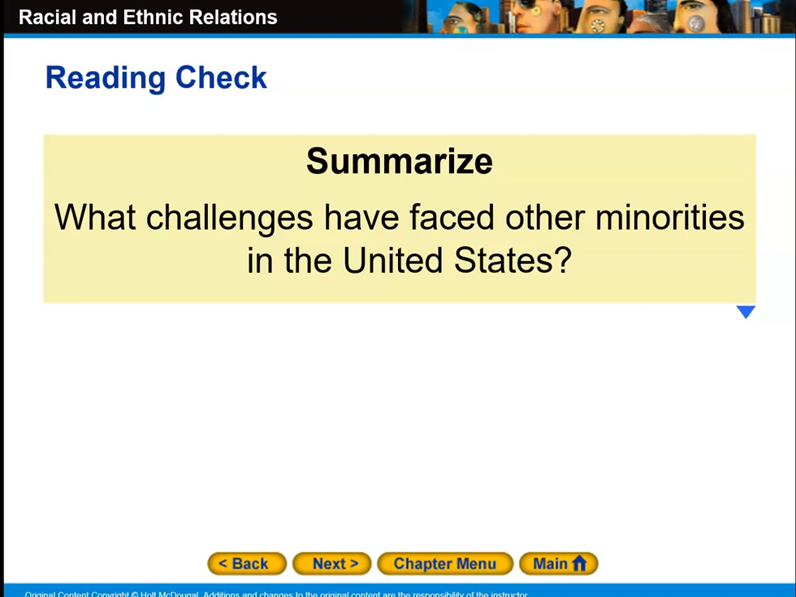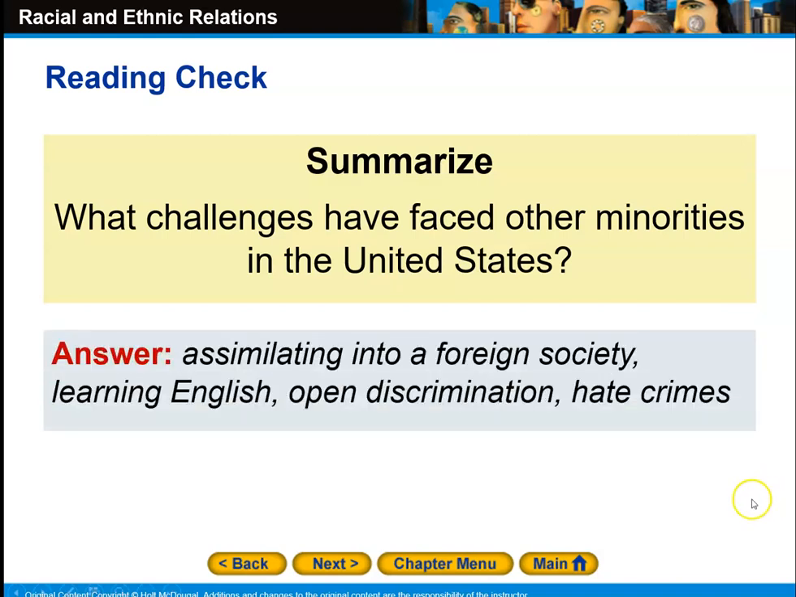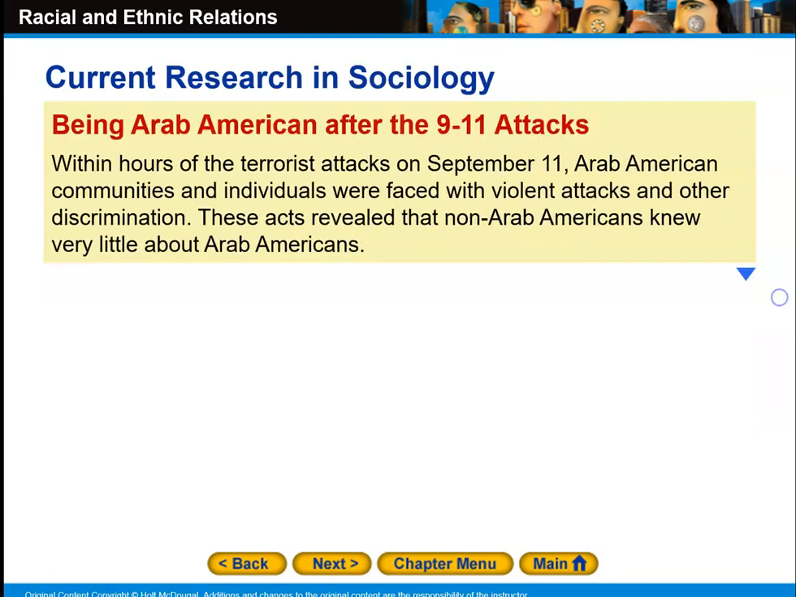So what challenges have faced other minorities in the United States? Assimilating into a foreign society, they have to learn to speak English. Oftentimes there's open discrimination and hate crimes. And you'll see that very often towards both Jews and Islamic communities.